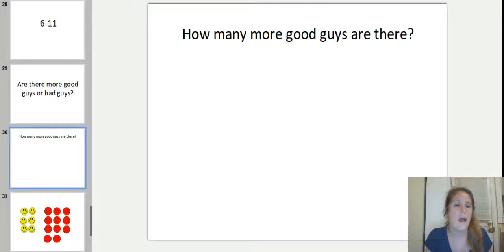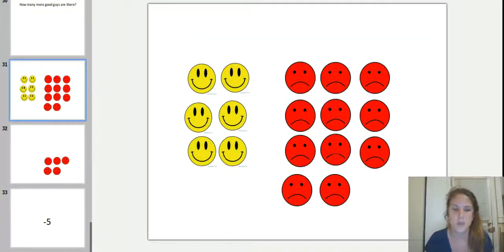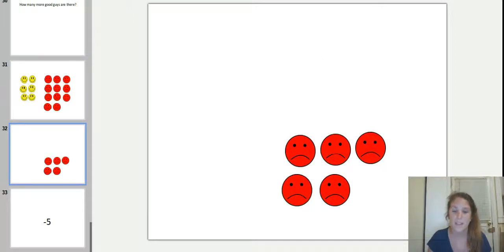Now we want to know how many more, and this says good guys, this should be how many more bad guys are there. So ignore what it says on there. How many more bad guys? We have 11 bad guys, 6 good guys. How many more bad people are there? I'll draw a picture. I got 6 good guys and I have 11 bad guys. Good guys and bad guys are going to fight. But how many more bad guys are left?